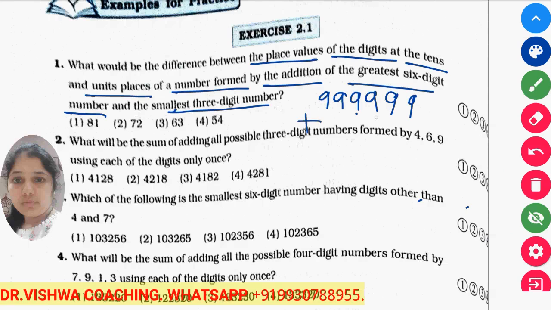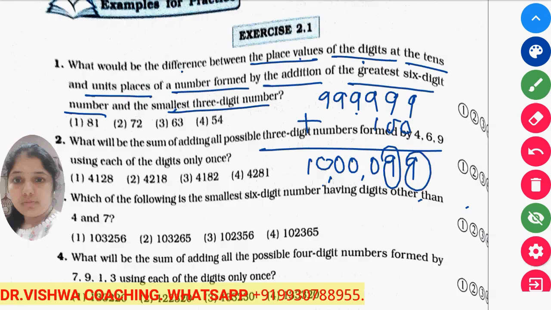And the smallest 3-digit number is 100. Okay, now the number newly formed is 10,99,000. Now, the place value difference between the digit at tens and unit place. Now see, the digit which is at tens and unit place is the same. So the difference between them is 9 times the digit. So 9 nines are 81. So 81 is your answer.